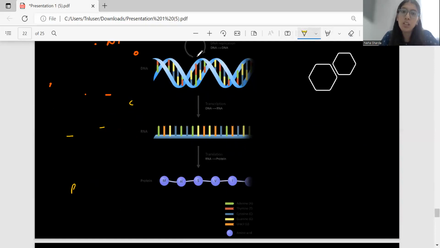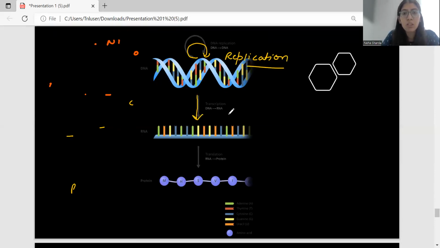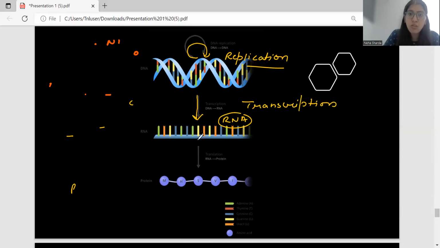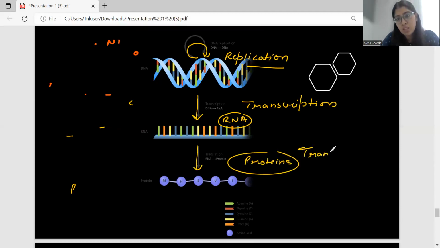DNA forms another DNA, which is known as replication. From DNA, RNA is formed, and the process is known as transcription. And from RNA, we get protein, and this process is known as translation.